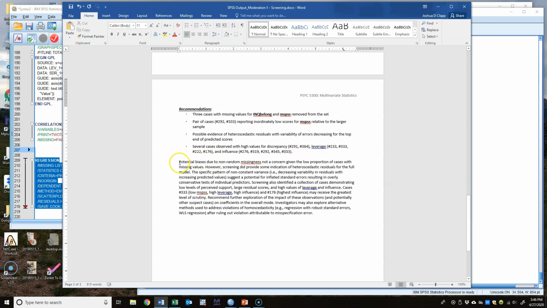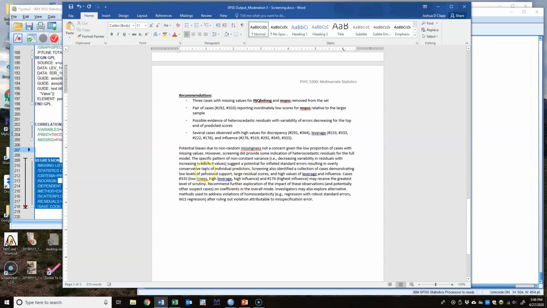Okay, so here in the recommendations, we're saying missing this probably isn't a problem. It's just a couple of cases, so I'm not too worried about it. Noting that we do have some problems with potential heteroscedastic residuals. Our specific pattern here, with decreasing variability in residuals with increasing predicted values, suggests that we could have some inflated standard errors. And if our standard errors are too big, it's going to make our tests for our individual predictors too small. It's probably not a huge issue, but something that you might note.